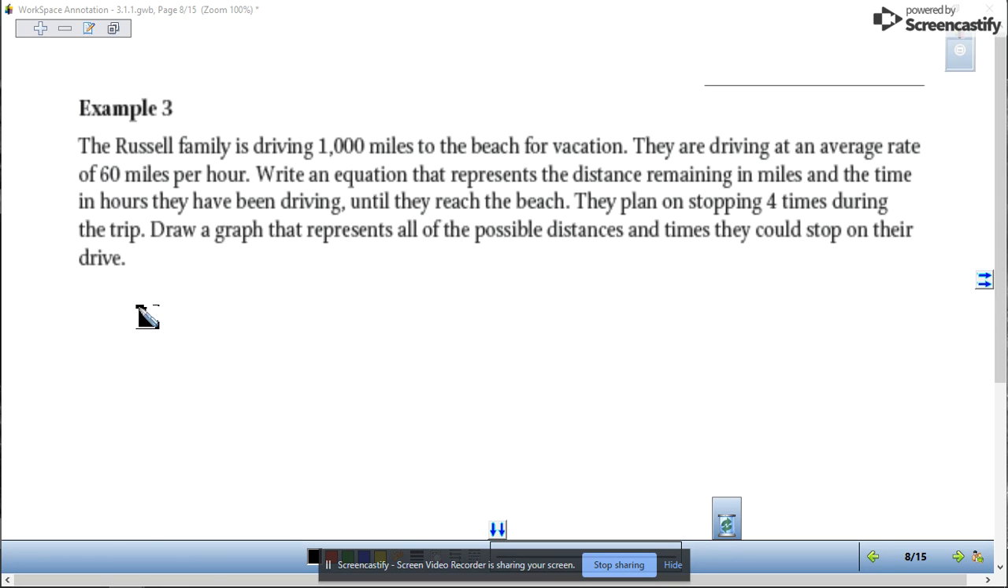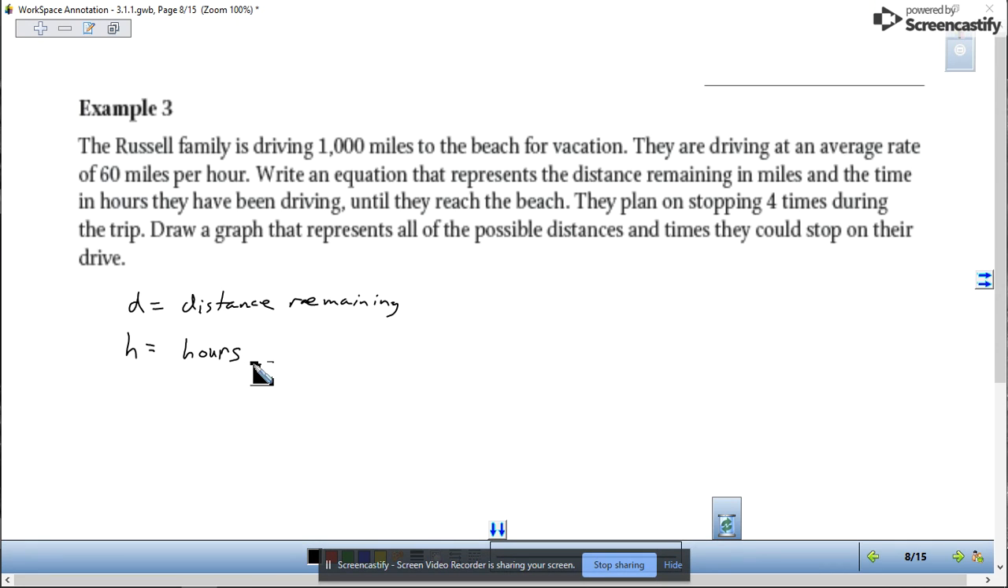So I have two things that I'm looking for. I have my D, which is distance remaining. First thing you always want to do is identify your variables. And then I have H, which is the hours. Now when we graph, we need to identify which one's your dependent variable, which one's your independent variable.